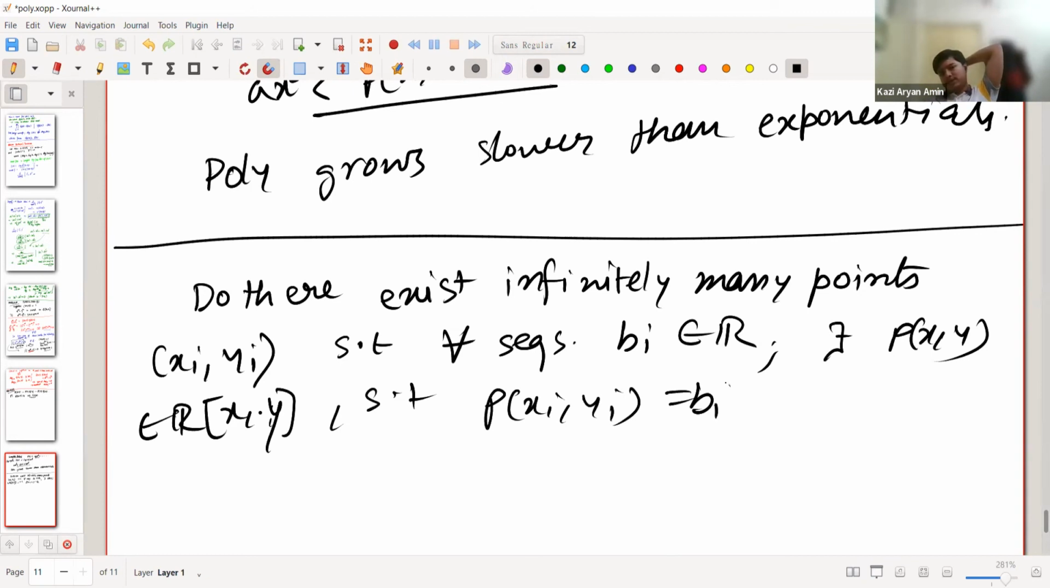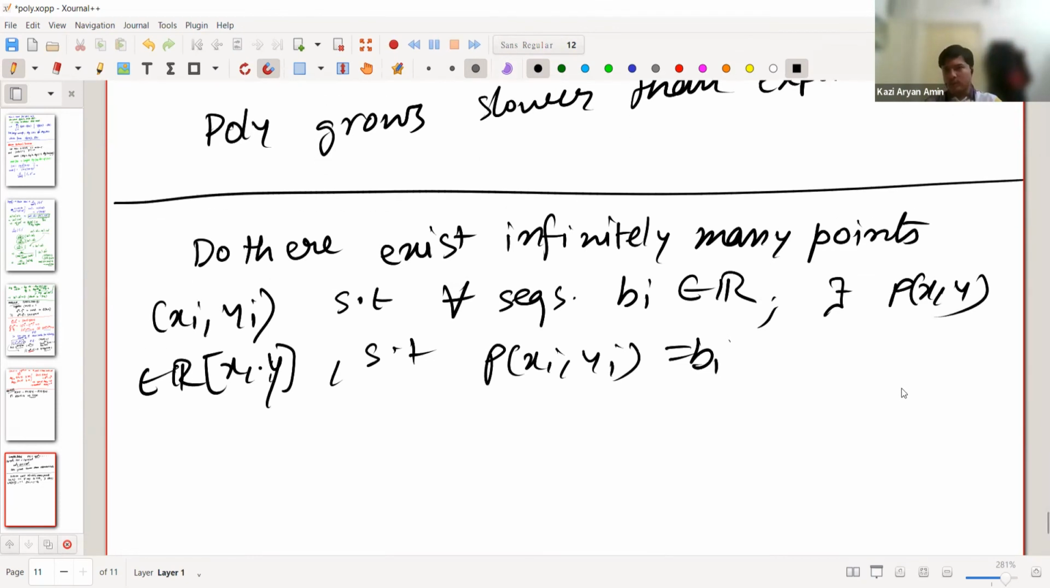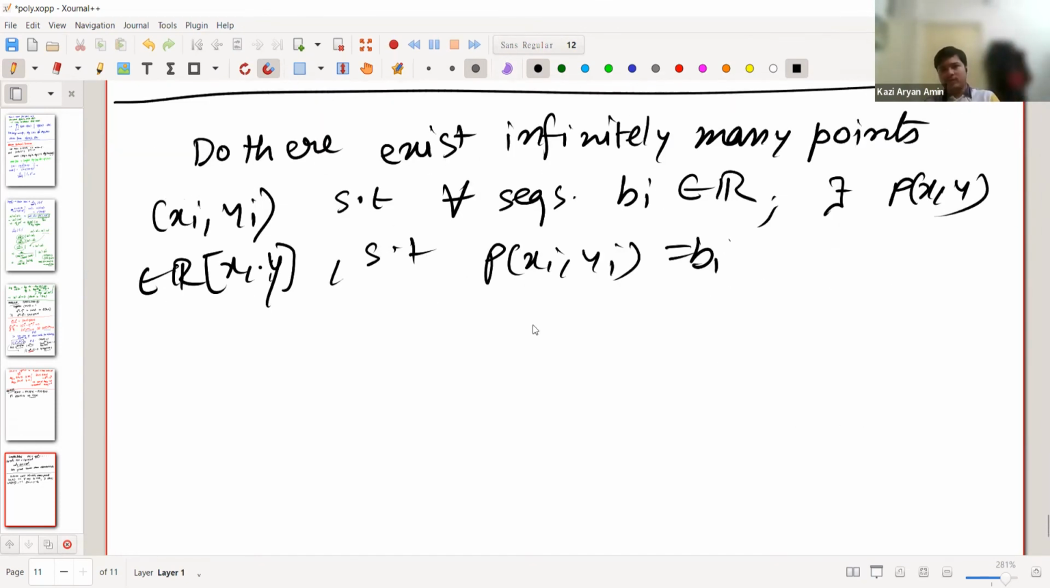So basically it tells you, does there exist infinitely many points x_i comma y_i such that whenever you take any sequence b_i, there will be some real coefficient polynomial interpolating those points at x_i comma y_i. So what do you think the answer to this is, given what we just discussed? No, I guess. Yeah, the answer is actually no, but unsurprisingly.